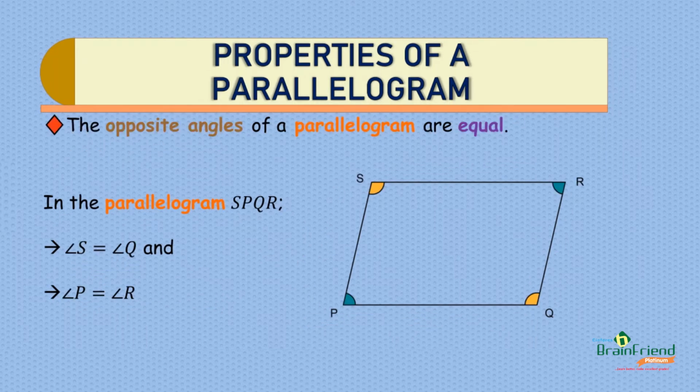Another property of a parallelogram is that the opposite angles of a parallelogram are always equal. Now let's look at our parallelogram SPQR. We can see that angle S is equal to angle Q and angle P is equal to angle R. Mathematically, angle S is equal to angle Q. This symbol is used to represent angles.